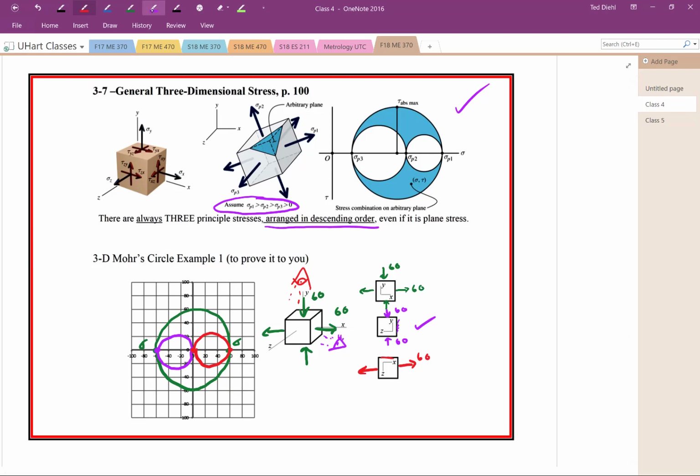So the principal stresses in this case are: sigma 1 is equal to 60 in tension. Let's write tension. I'm just leaving the units as whatever they happen to be. And same thing for sigma 2, which is now going to be 0, because this is sigma 2 right here, and this is sigma 3. Sigma 3 is equal to 60 in compression.